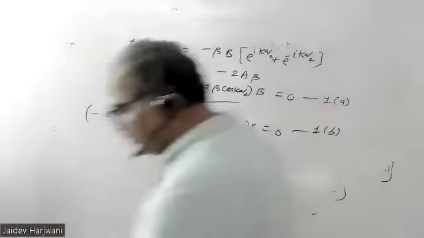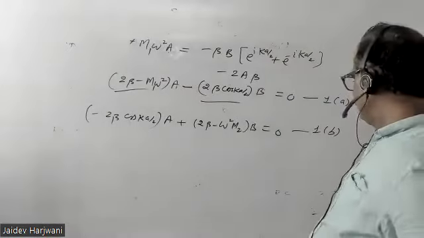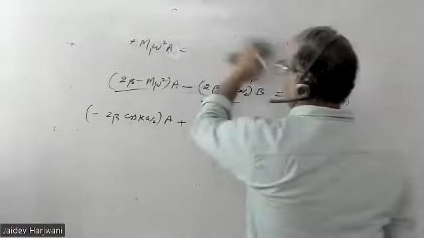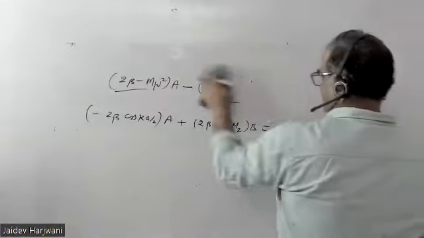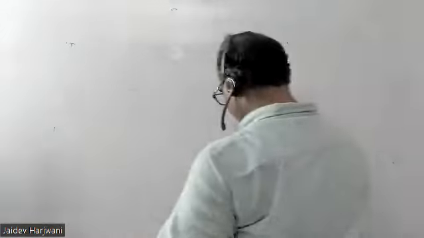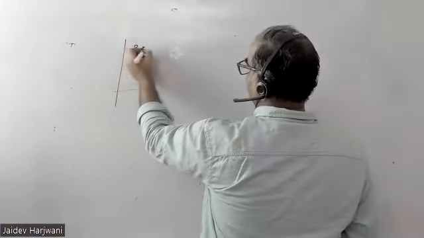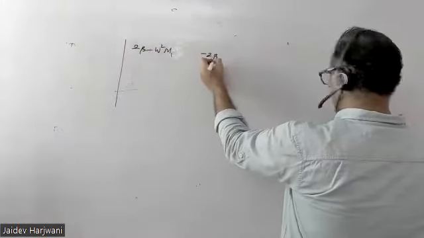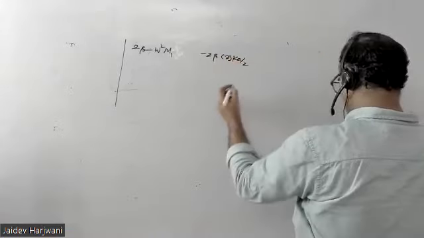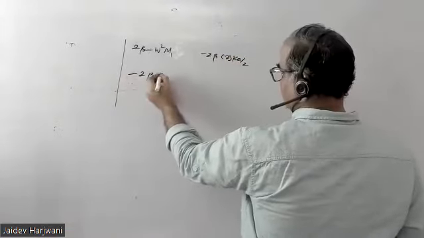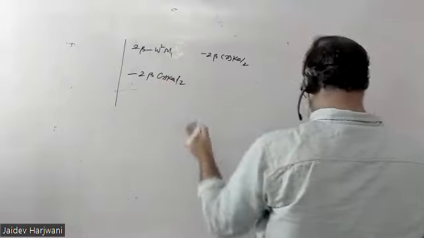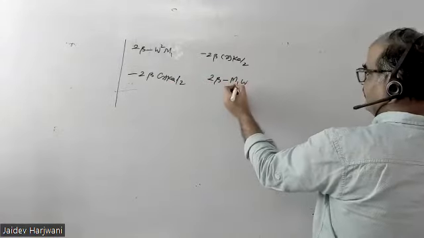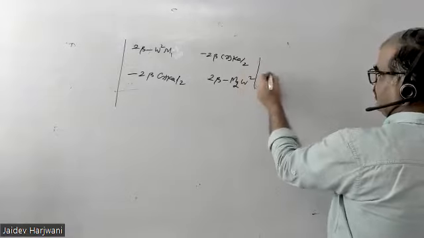Okay, now we need to solve these equations. You have to do it yourself. Now we have two equations that we need to solve. Let me solve these equations. If there is any mistake you can check yourself. So we take the coefficients: 2β − ω²m1, −2β cos(ka/2), −2β cos(ka/2), and 2β − m2ω², equal to 0.